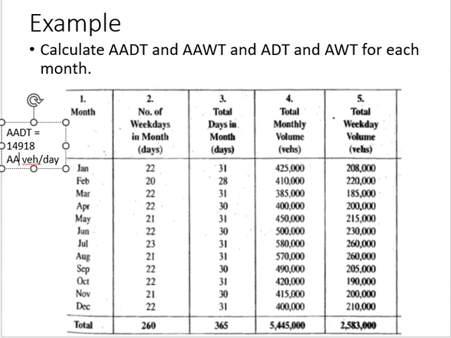Okay. AAWT. How much upon how much? 2 million. This one is the total of the weekdays divided by 260. How much is it? 7,076. Who told you are so bright you can do it without a calculator?